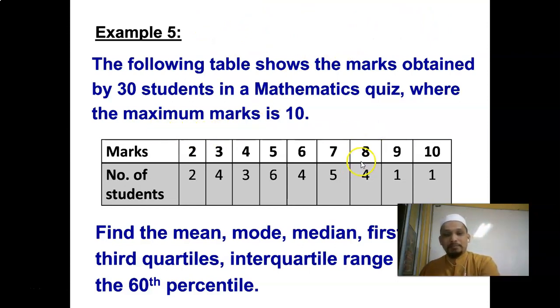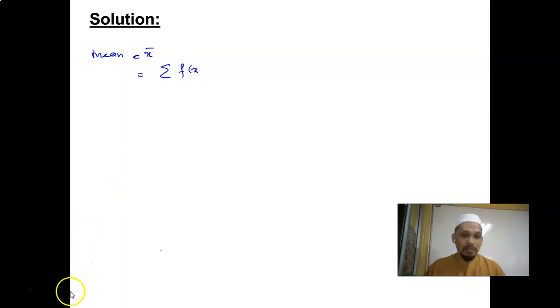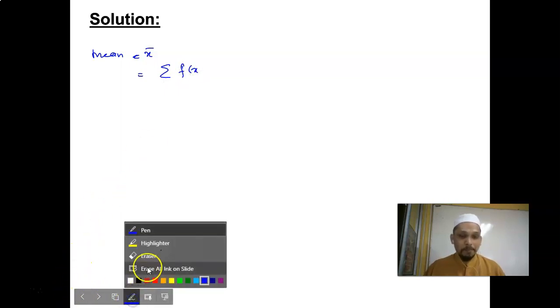So then from the data, the mean, or x bar, equals the summation of fx. Okay, sorry.